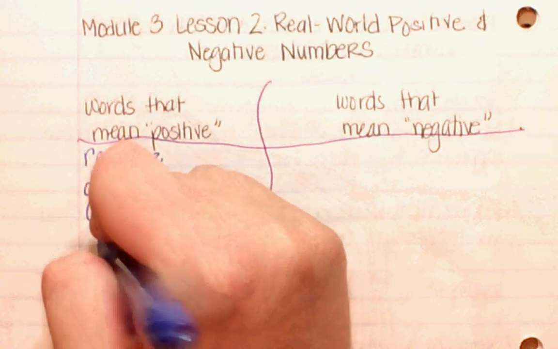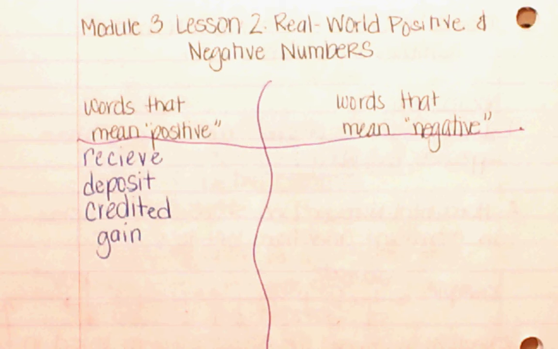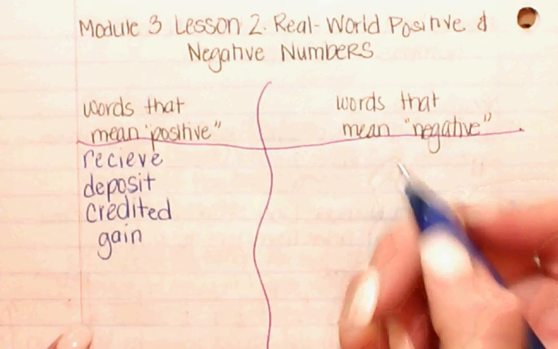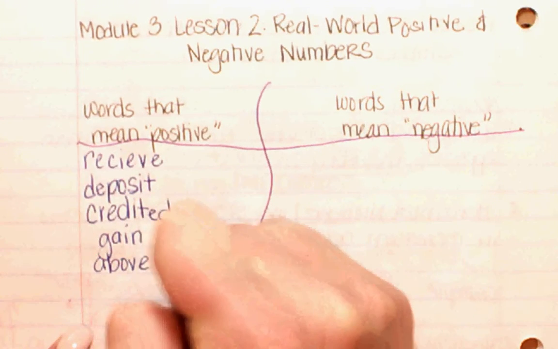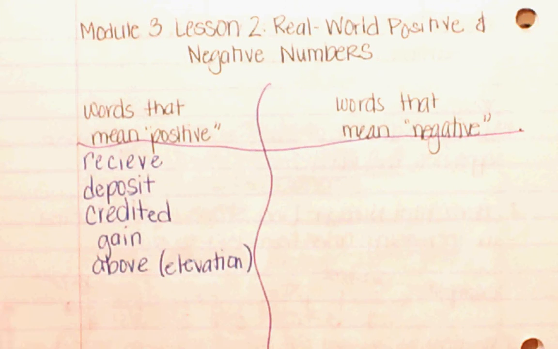Another one you might hear is gain. To gain means you're getting something. They're giving it to you. So it's a positive number. When you're talking about elevation, you might hear the word above. And I'm even going to write elevation next to it. It's talking about how high something is. Above would be a positive number. Okay?